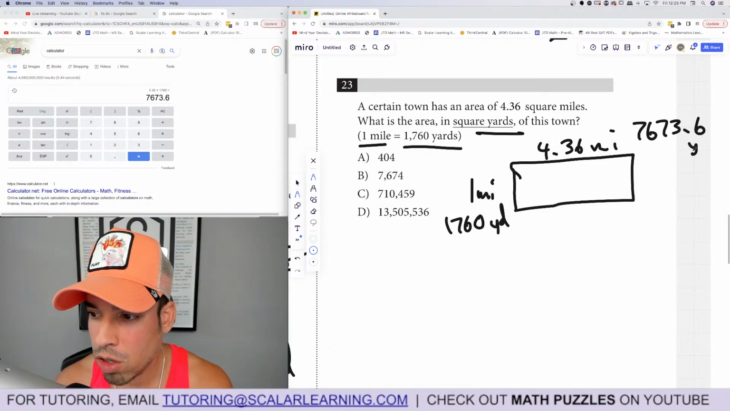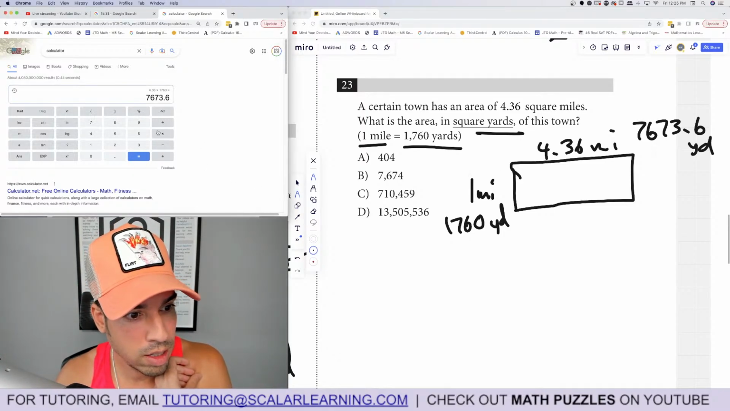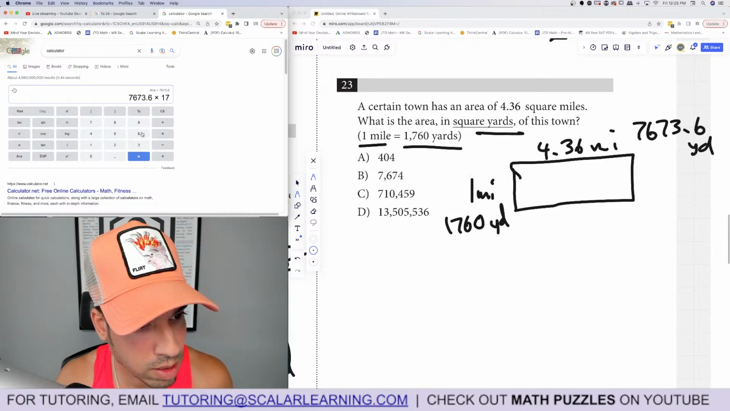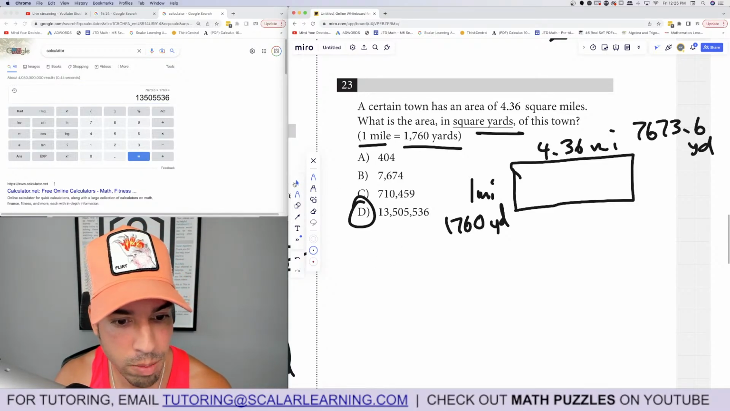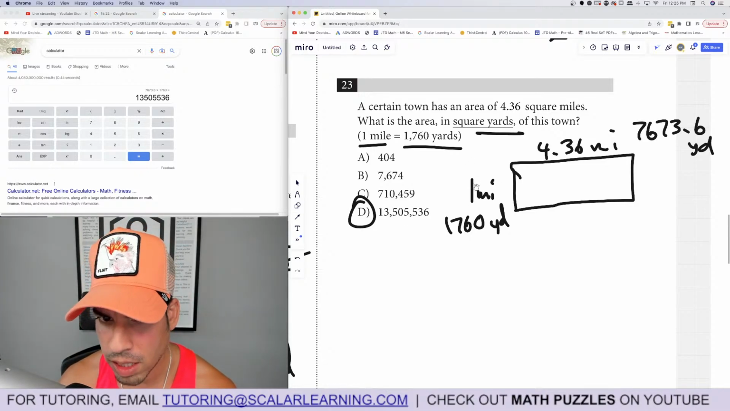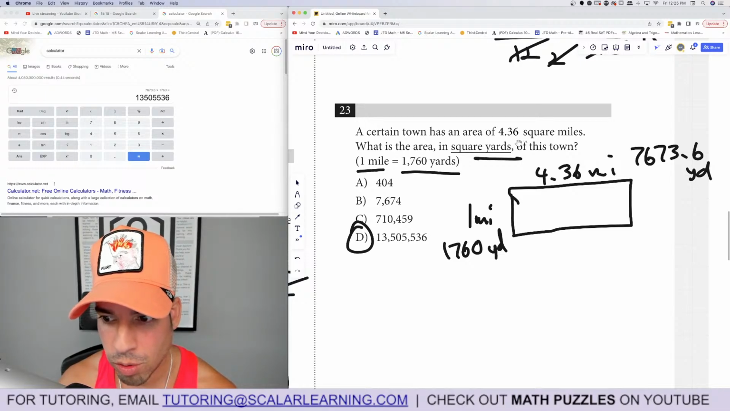So check it out. I have yards and yards. Now if I want the square yards, I literally just multiply these two values. This times 1760 is, yikes, that's huge. Oh, it's D. All right, perfect. It's the only one that's even close, so that's it. I don't think I made a silly mistake. Let me double check. 4.36, 4.36, 1. Yeah, that looks great.